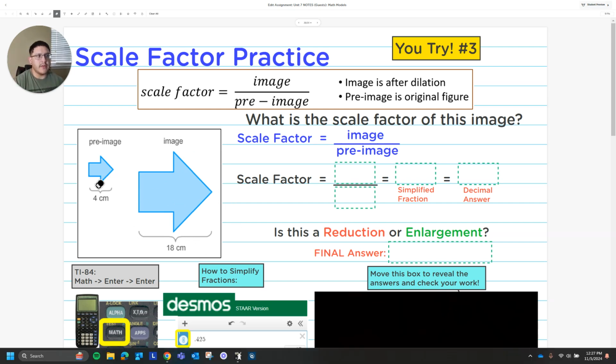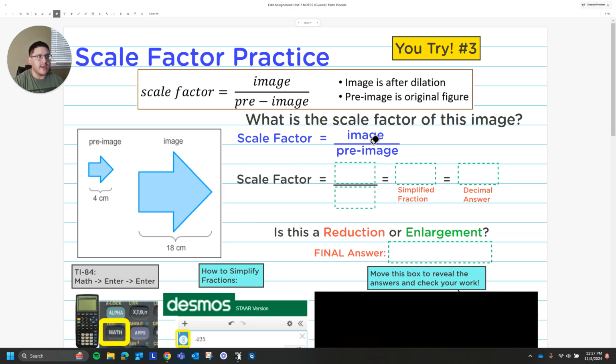Again, intuitively, if you have the pictures there, it's easy to understand whether this is going to be a reduction or an enlargement. And also, you can find that out by just calculating the scale factor itself as well. So, either way, you're going to have to calculate the scale factor for your final answer.